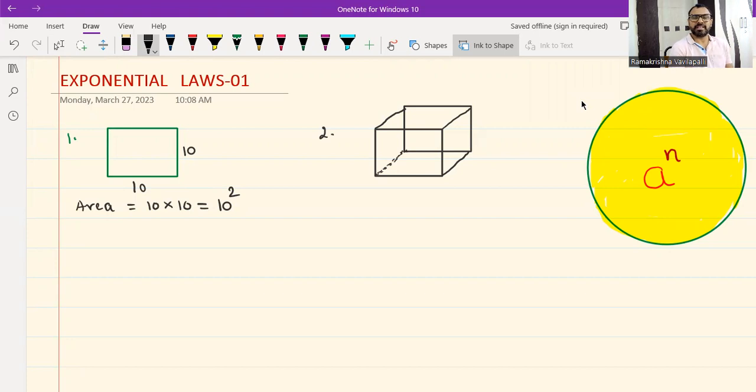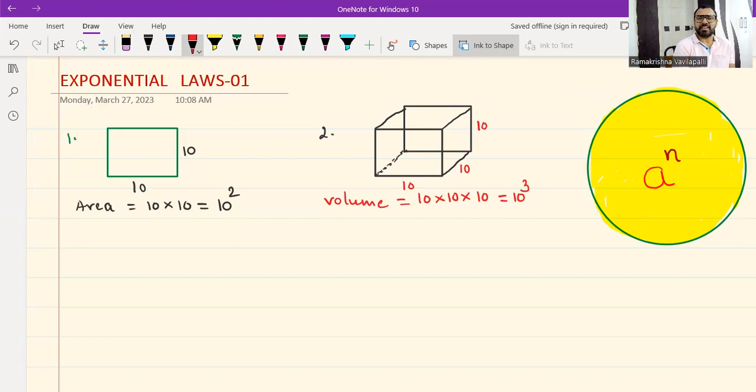Another example here you see, you consider a cube whose side length is 10 units. Okay, this is 10 and this is also 10. Then what is the volume? Volume of this cube equal to, we write 10 into 10 into 10. So simply we denote it by 10 cube. We read it as 10 cube.